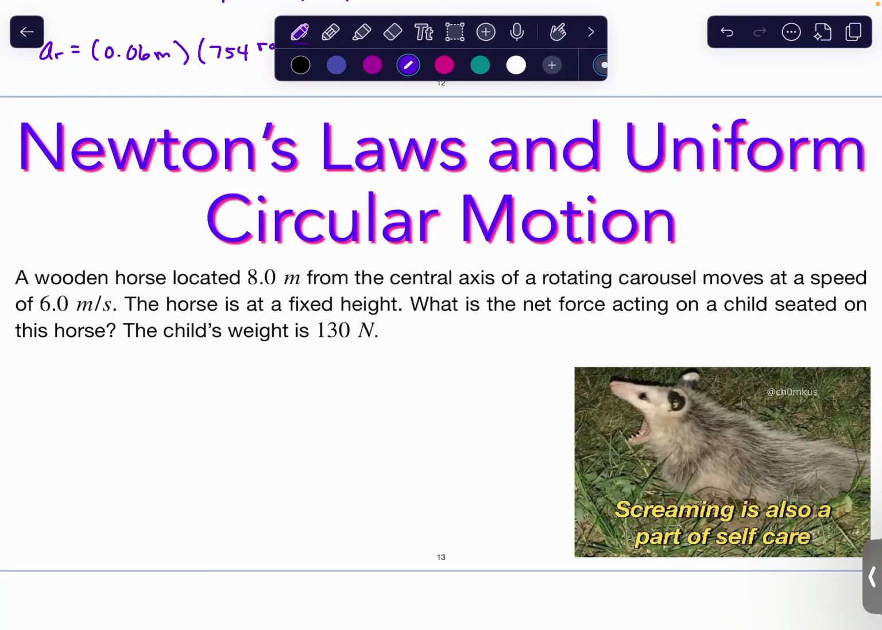So here's the force acting on the child, sitting on the horse. The child's weight is 130 newtons. Okay, so let's think about this.